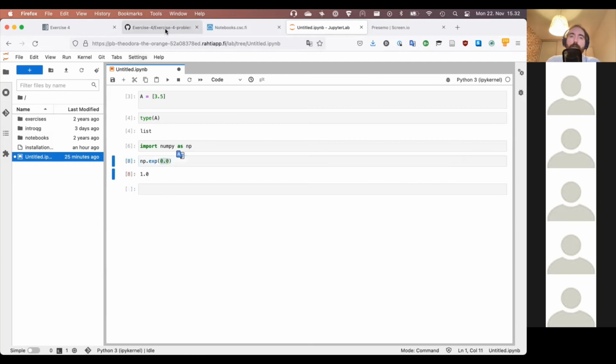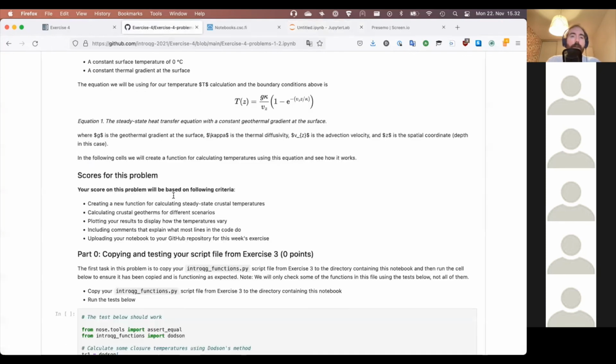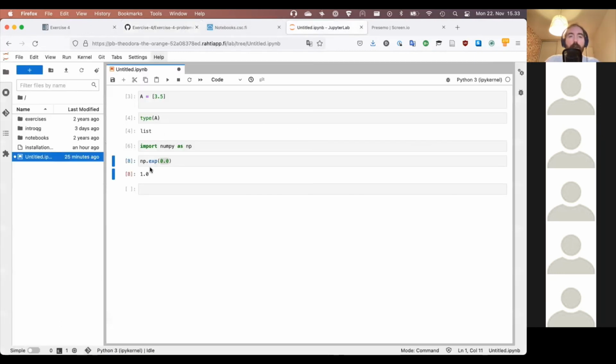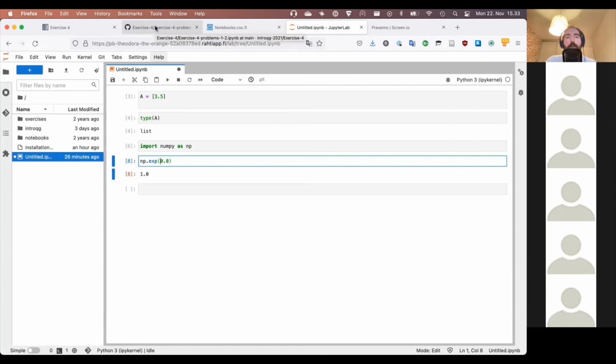So you'll need to use that here, for example, where you take e to the minus vz times z over kappa. So you'll use np.exp for doing that calculation. I think otherwise you'll have seen basically everything you would need in terms of Python skills to deal with this problem in exercise number 4.